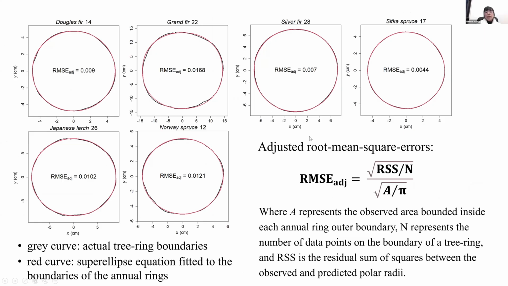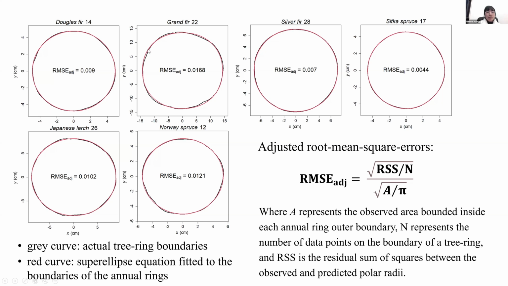Here we use the adjusted root mean square error to see whether the superellipse function can fit the tree ring shapes well. A represents the observed area, so that is the real area. N represents the number of data points, around 600 points for one tree ring shape. And RSS is the residual sum of squares between the observed and the predicted polar radii.